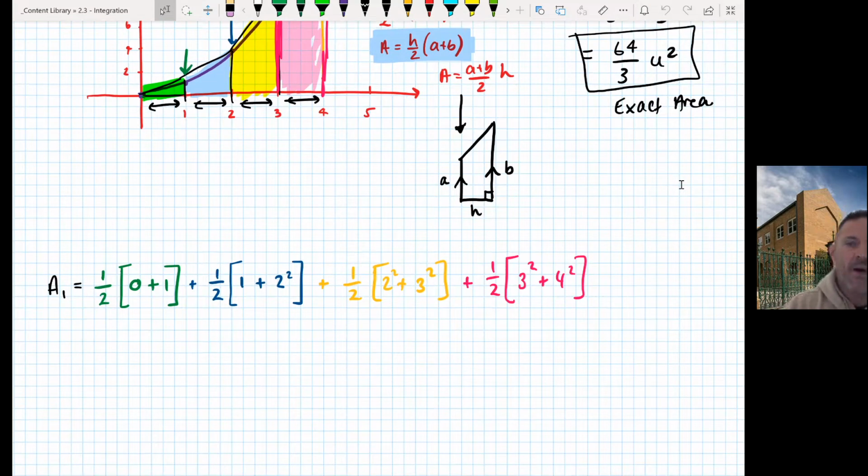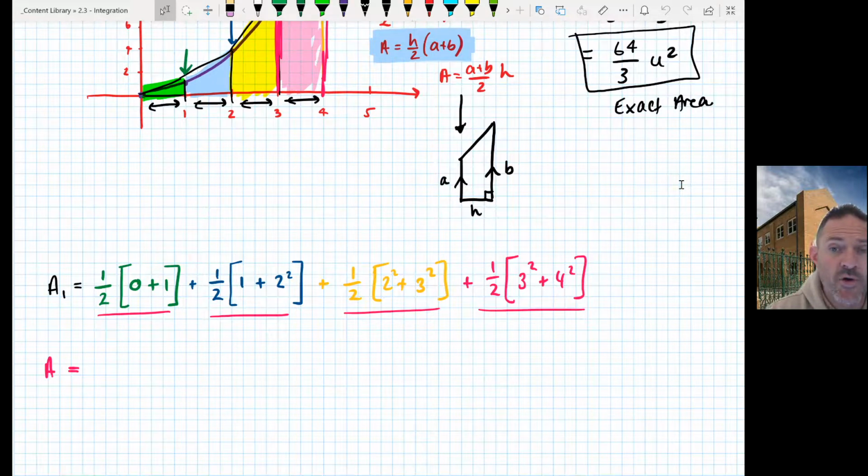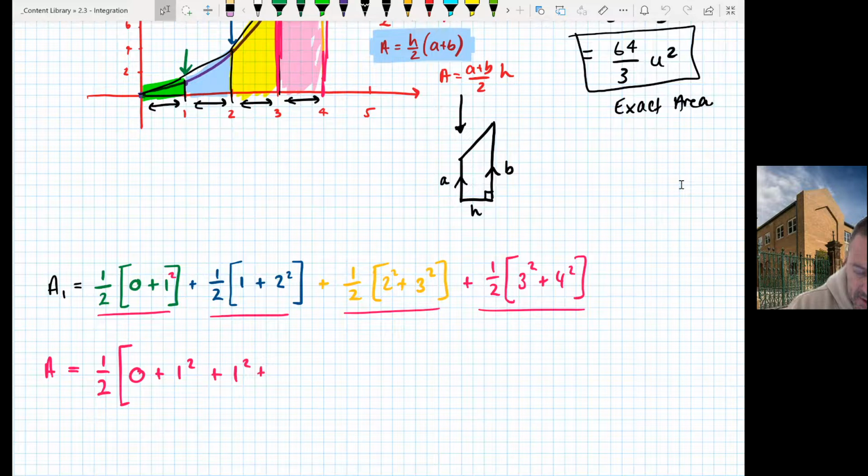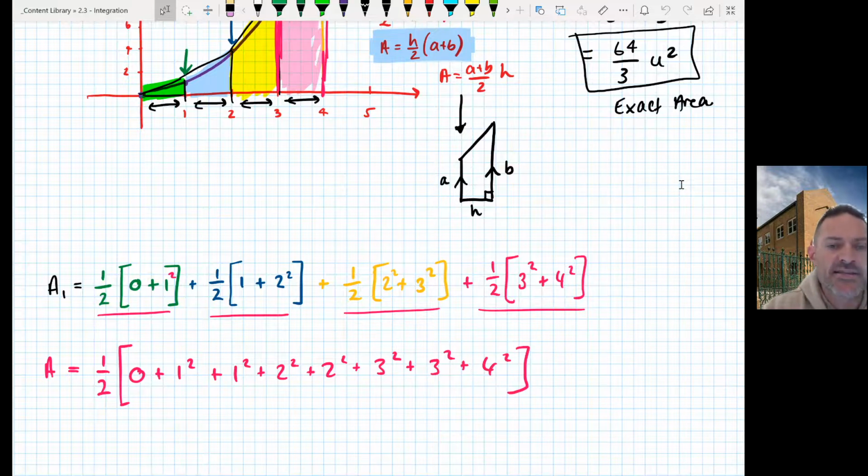Now, of course, we might be able to condense that to look a little bit nicer. So, for example, what's common in all 4 of those areas of the trapeziums? Well, they're all being multiplied by a half. So I can, in fact, factorize that half out and then write it as 0 plus 1 squared, because that's really 1 squared, which is 1, plus 1 squared plus 2 squared plus 2 squared plus 3 squared plus 3 squared plus 4 squared. So all I've really done there is factorize that half out, and what I'm left with is all these things here in those brackets.